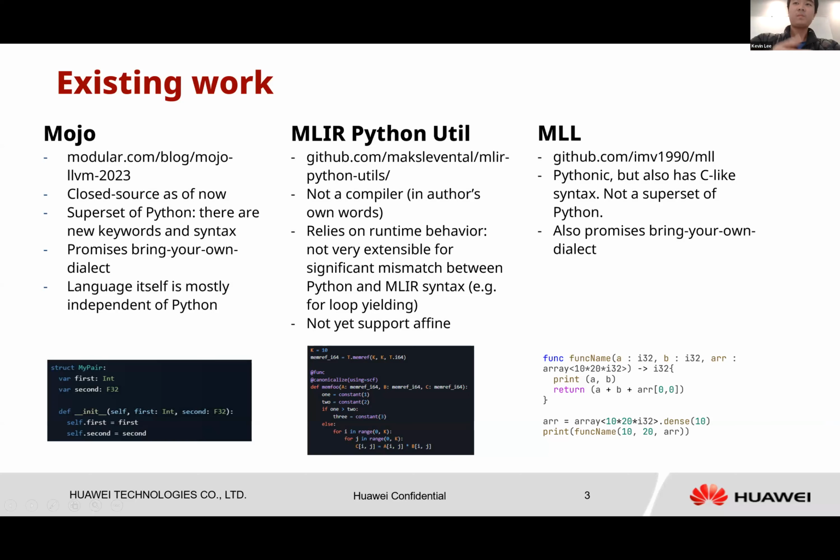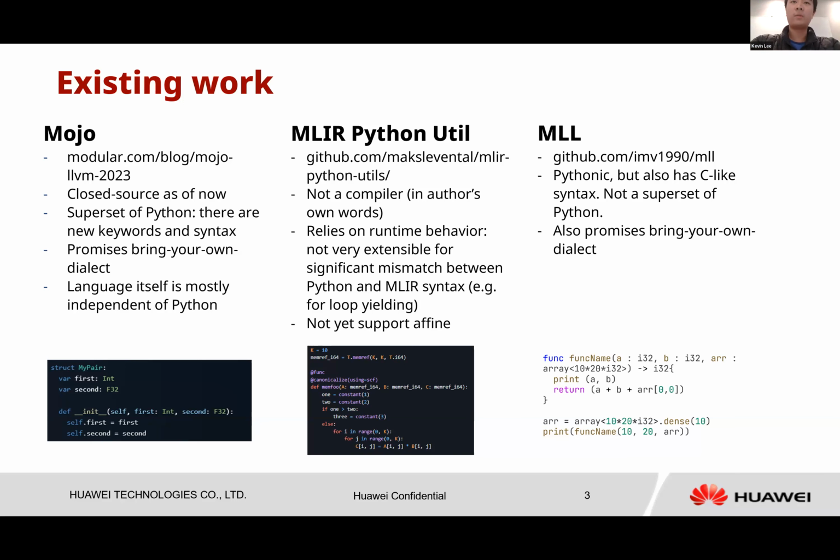But some of the features that we think are pretty useful to learn from is that it has a bring your own dialect system, which we couldn't get around to as of now, but I think that's very interesting. And there are some other things that we think are not great for our use case. For one thing, it's also a superset of Python, and it contains non-standard keywords like struct and var. We want to try to stick to a subset of Python if we can.